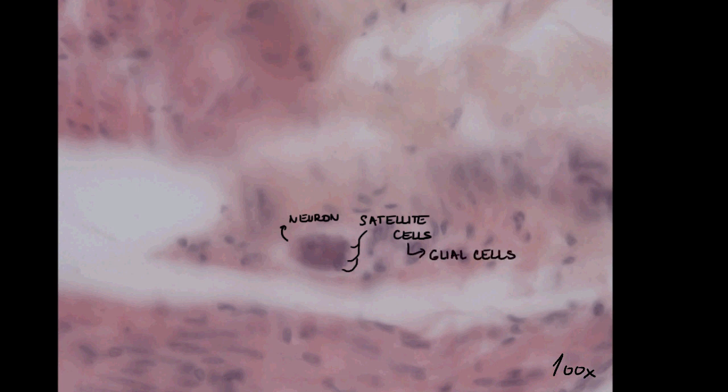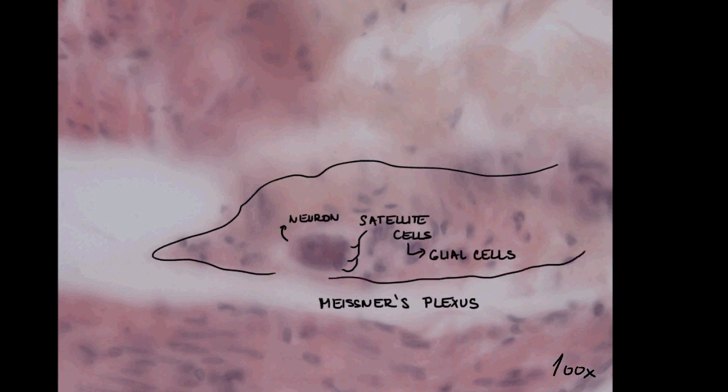Meissner's plexus is controlled by the autonomic system, sympathetic and parasympathetic, which controls the amount of blood flowing to the mucosa and submucosa, as well as contractions of muscularis mucosae and secretion of substances.